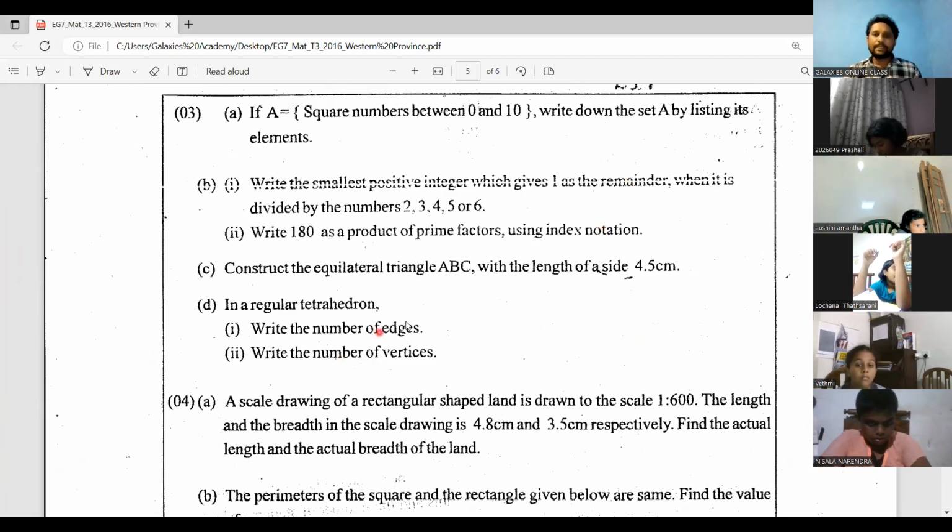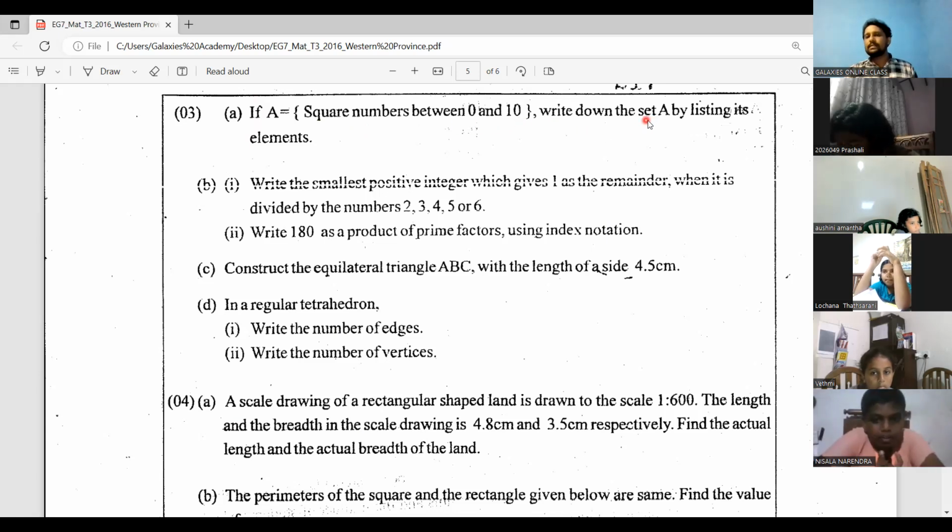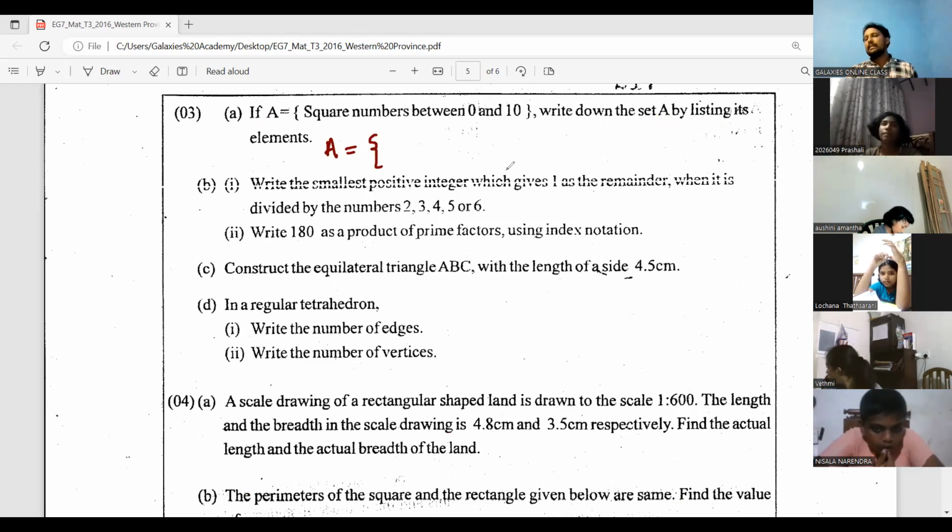Right, the third question is given about sets. The first part, look at A, B, C, D. There are 4 parts given, mixed. If capital A equals square numbers between 0 and 10, write down the set A by listing its elements. Do you remember listing of elements? You have to put the set name, then within curly brackets you have to write the elements. Every element you can write only once.